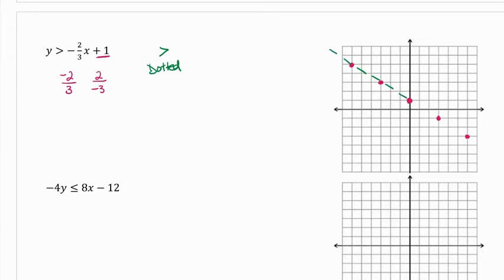I don't know. Some people say dashed, some people say dotted. I guess technically I'm saying dotted, but I'm drawing a dashed line. I don't know what's right to say. They both sound the same. I like saying dotted better, but whatever.